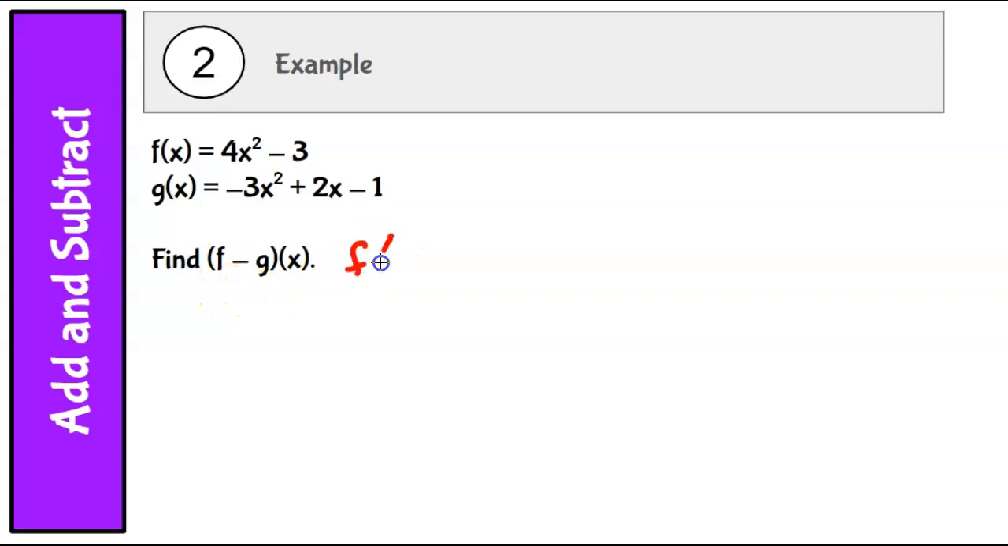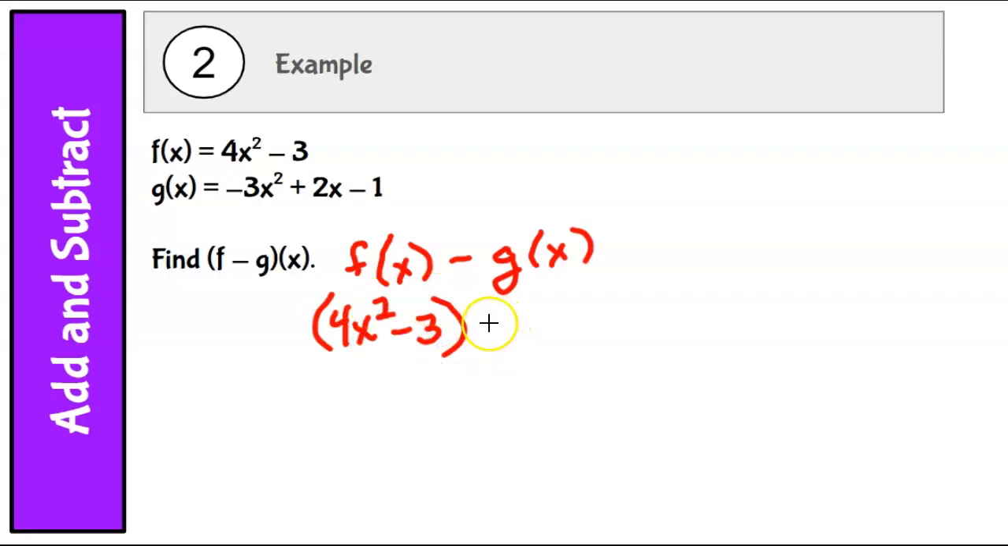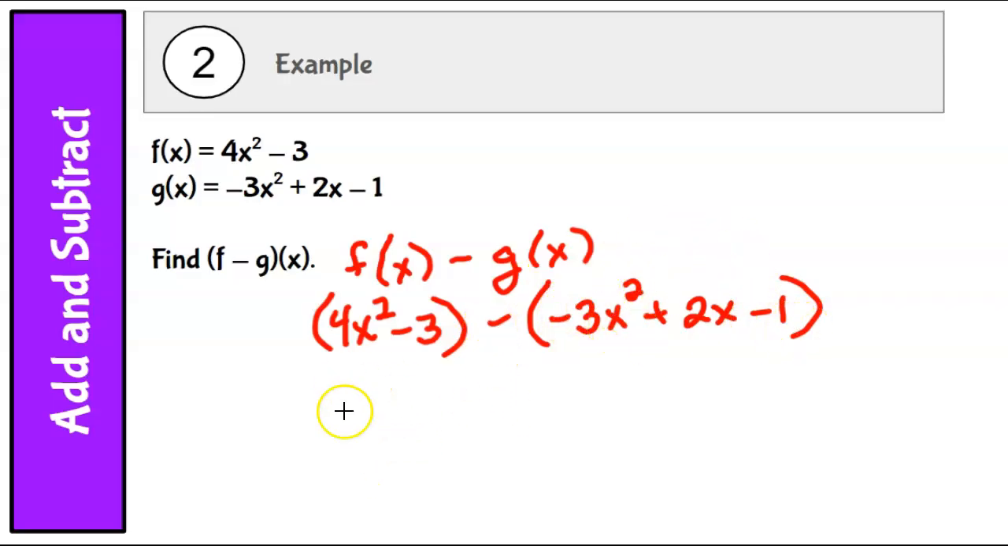So again, this means f of x minus the entire function g of x. So let's put them in our little safety bubbles, also known as parentheses. And this time we actually do need the parentheses because we have multiple terms here in the g of x that we're going to have to subtract. We're subtracting a positive 2x. We're subtracting a negative 3x squared. We're subtracting a negative 1.